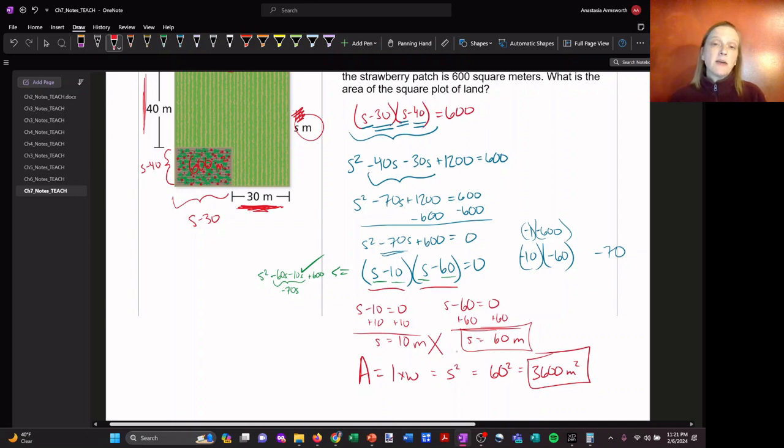So this is an example of how you can use factoring polynomials to solve problems that you might actually want answers to. I hope this helped.